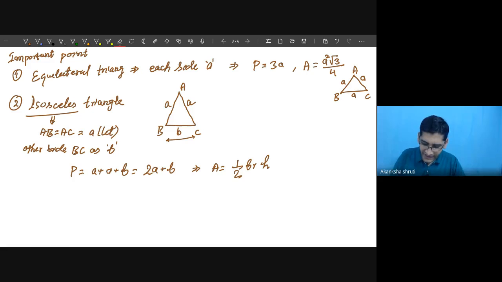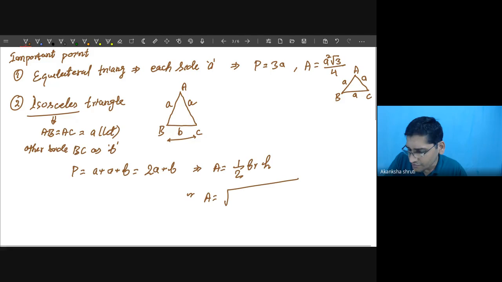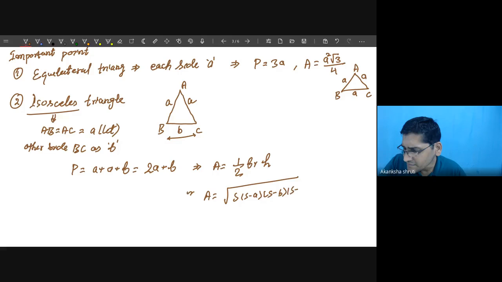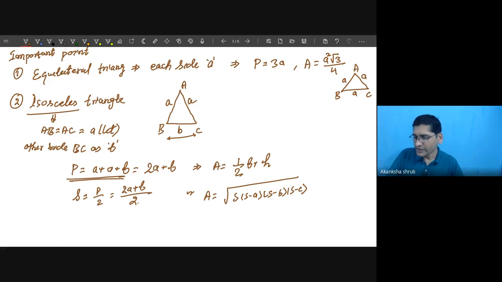Or even here, we can calculate by applying Heron's formula. The area is the square root of S into S minus A, S minus B, S minus C. For that, we calculate S by dividing the perimeter by 2, so it is obtained by P by 2, meaning 2A plus B by 2. In this case, A and C we have considered as equal.